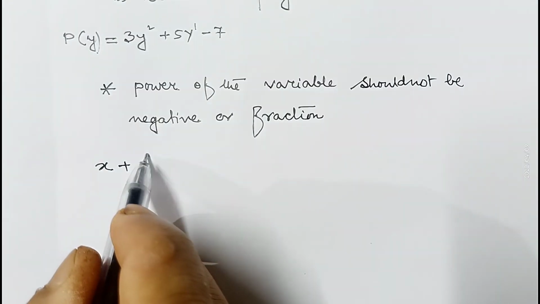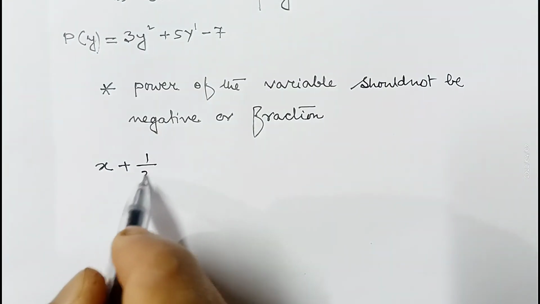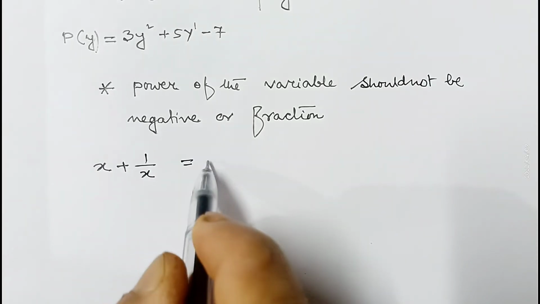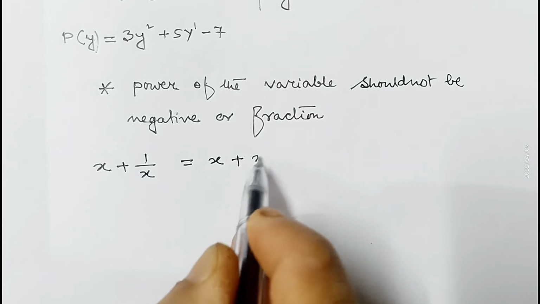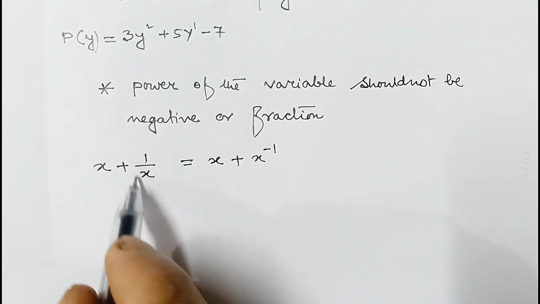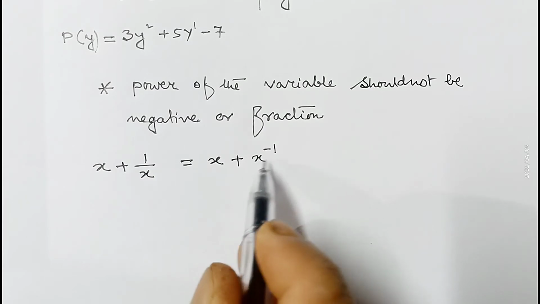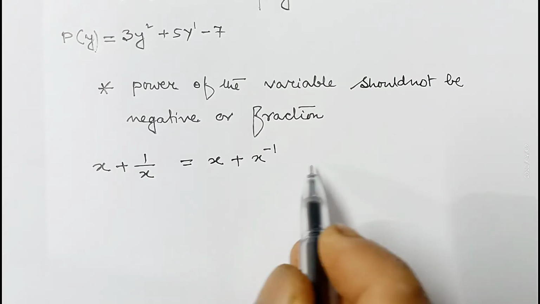If I write one algebraic expression like x plus 1 by x, this is not a polynomial. It is because it can be written as x plus x to the power minus 1. Here 1 by x can be written as x to the power minus 1. Since the power of the variable is negative, it's not a polynomial.